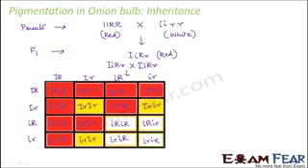Once we have written all the possible genotypes, looking at each of the genotypes, we can tell their phenotypes, and we have colored the boxes accordingly. And what do we see? How many reds do we get? We get the maximum number of reds, right? So we get 9 out of 16 red.